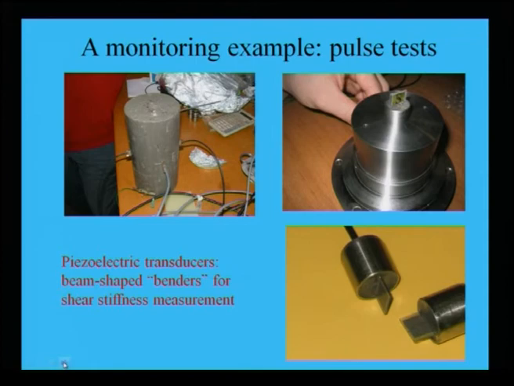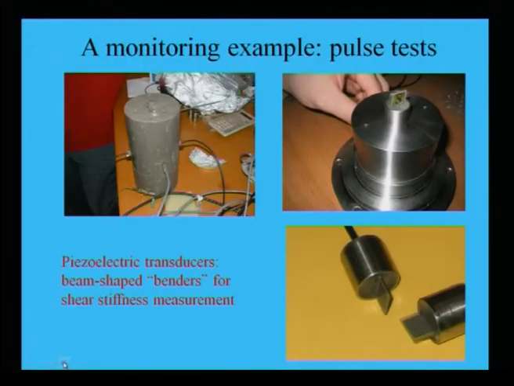So, there are two methods. One is the in situ method, by seismic downhole or seismic crosshole, you can find out the shear velocity. If you do not have any shear velocity data in the field, you can also conduct it in the laboratory, either on an undisturbed sample or on a remolded sample. If you look here, these are all piezoelectric transducers. These are beam shaped benders, they are called beam shaped benders. These are the two benders.